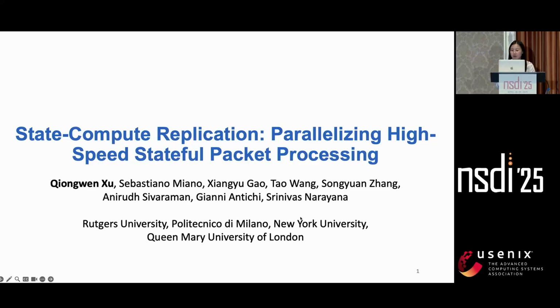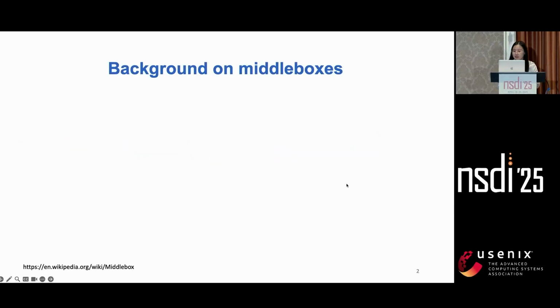Hello everyone, I'm Qiongwen. I'm honored to present our research project, State Computer Replication: Parallelizing High-Speed Stateful Packet Processing. This is joint work with Rutgers University, Politecnico di Milano, New York University, and Queen Mary University of London. Firstly, I'll give you some background on Middleboxes today.